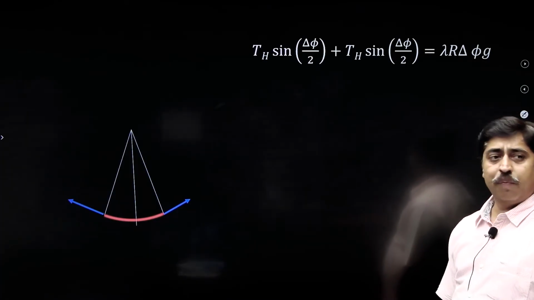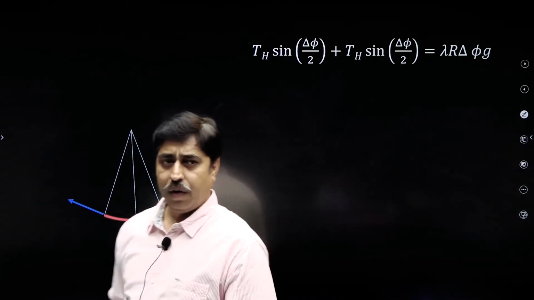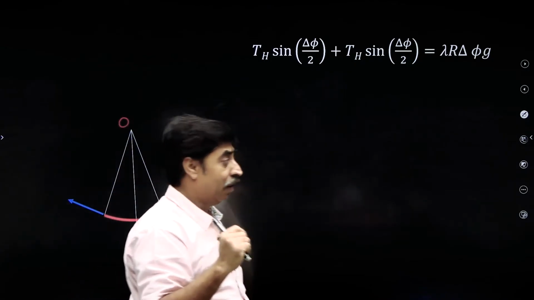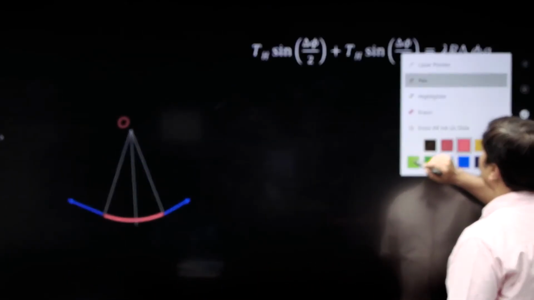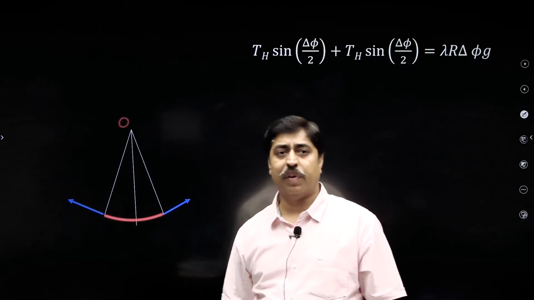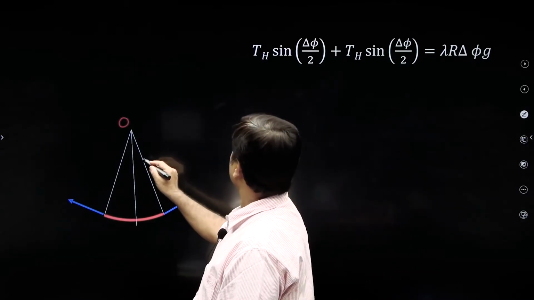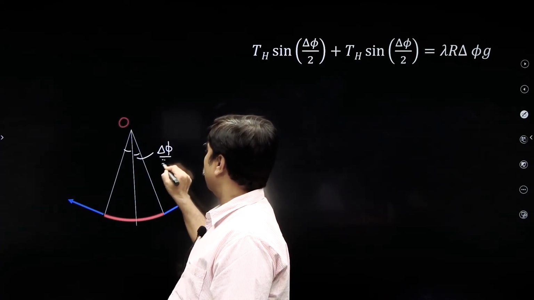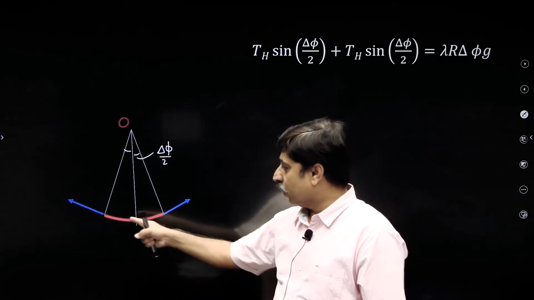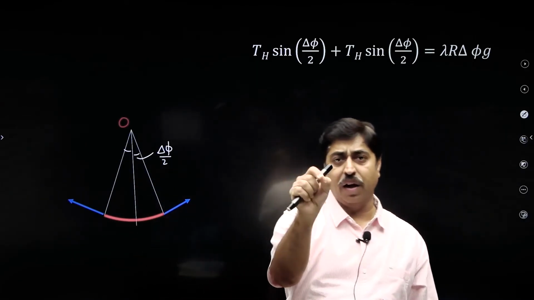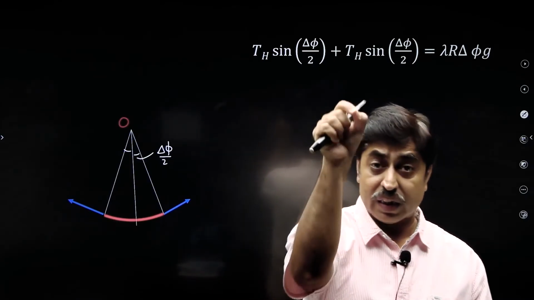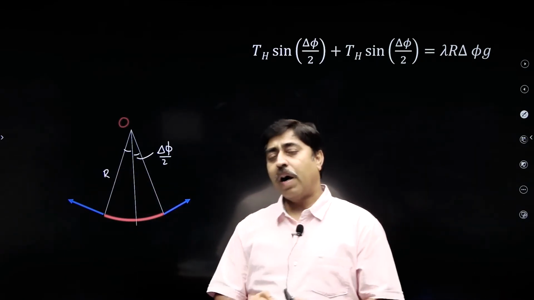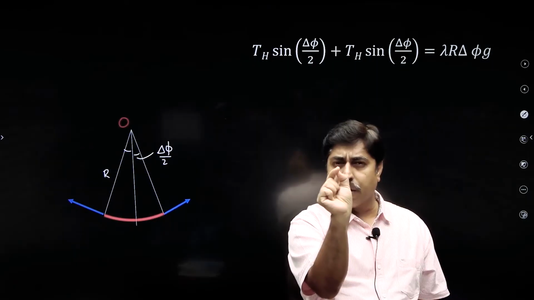Okay. So, we are considering a very small segment of the rope, and this is the center of the circle, the circle whose small part is this segment of the rope. Let us say this angle is delta phi, so both of these angles are delta phi by 2. This small segment of the rope subtends an angle of delta phi at the center of curvature. O is the center of curvature, and this is the radius.